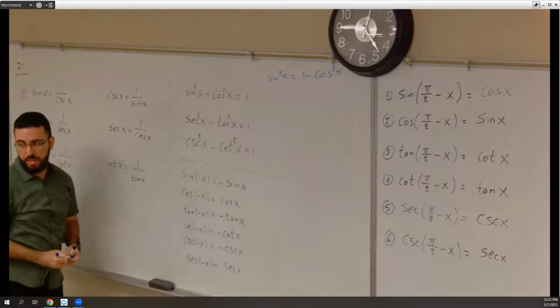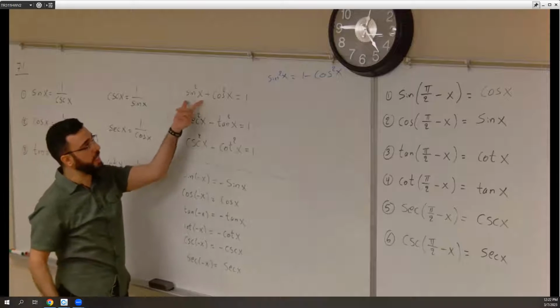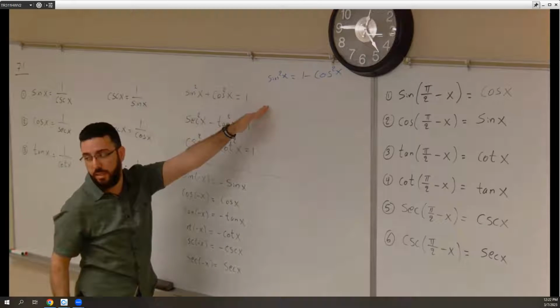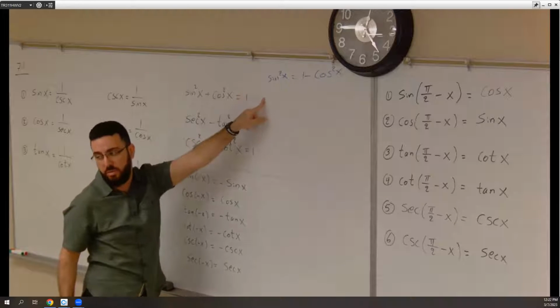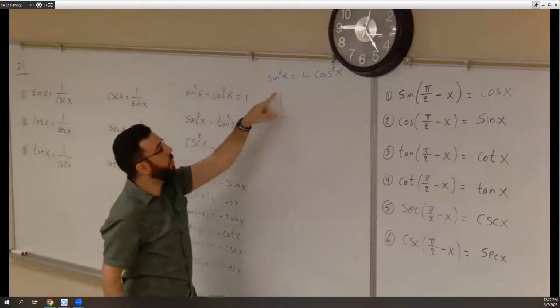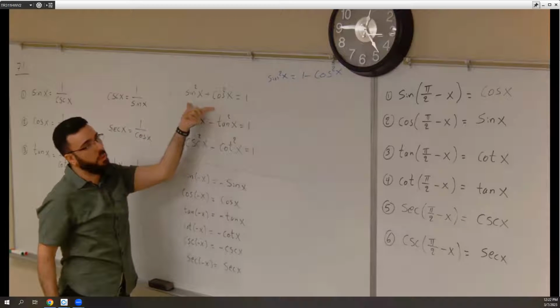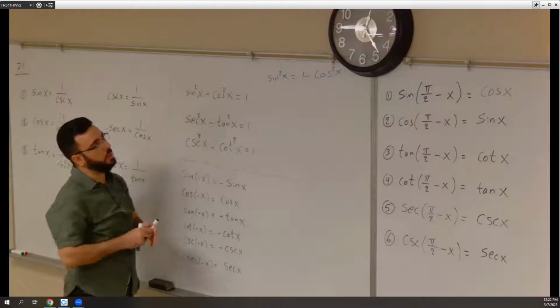See what I did? I need to find the sine, so I'm going to move the cosine to the other side. The cosine is positive, so when it moves it's going to be 1 minus cosine square. So this is another rule, but I took it from this one. This is a golden rule. Always you're going to use that.